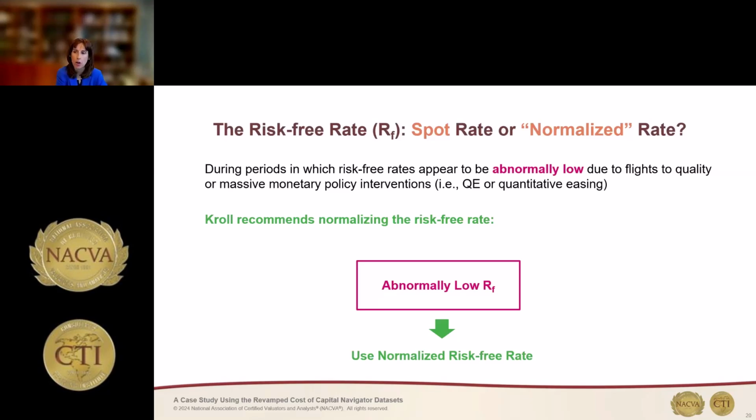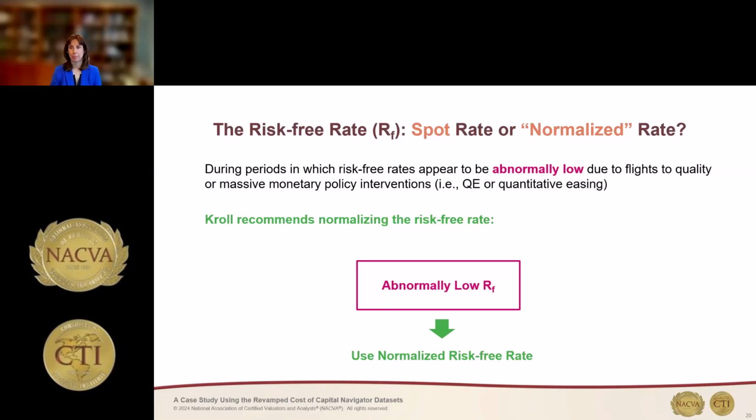So what is this spot versus normalized risk-free rate? And there's a lot of confusion about it. And this started actually by Roger Grabowski right after the global financial crisis, where we realized that when risk was at its highest, suddenly this risk-free rate, like the 20-year US Treasury yield, collapsed. And at first it collapsed because of investors' flights to quality. So it was abnormally low. And we thought like it's going to go back to a normal level.